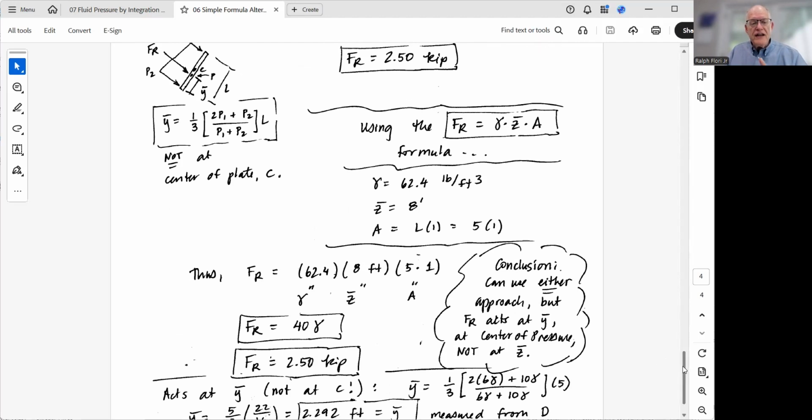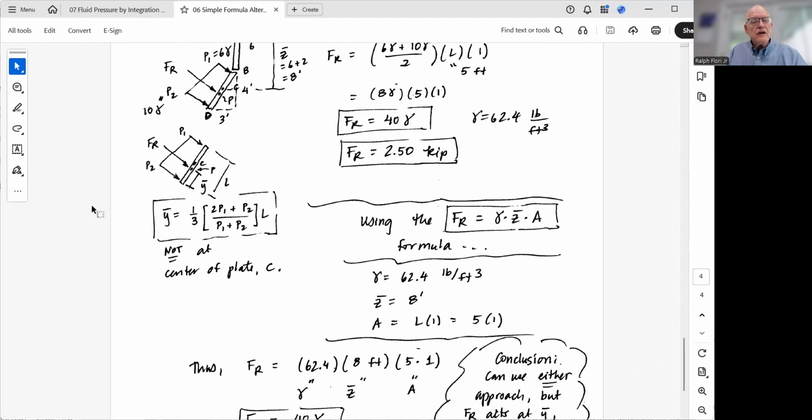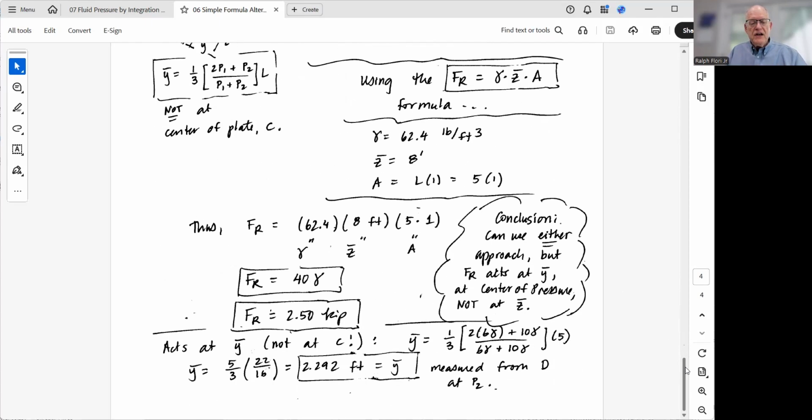But unfortunately, it doesn't give you the centroid. So if we want the actual center of pressure, if we actually want the location of FR, then our gamma Z bar equation doesn't help us. We have to go to this guy, or we would have to integrate if it's an integration problem. And so again, this is a derivation of the F is equal to gamma Z bar area equation. And I think it's good to know because it utilizes the centroid definition of the integral. I think it's kind of interesting.